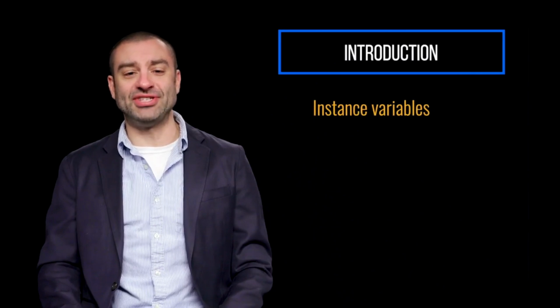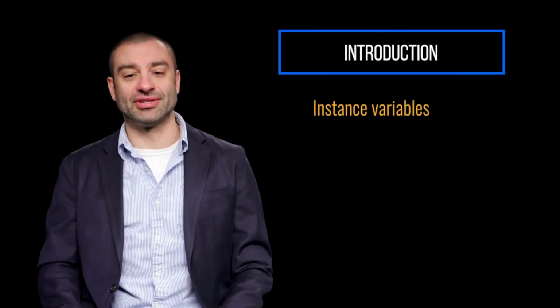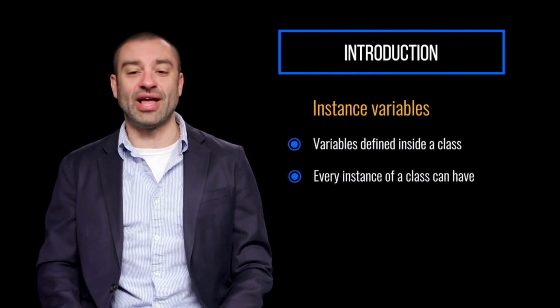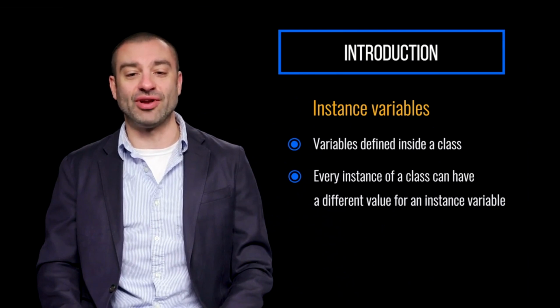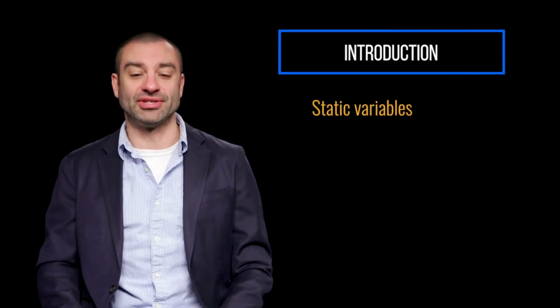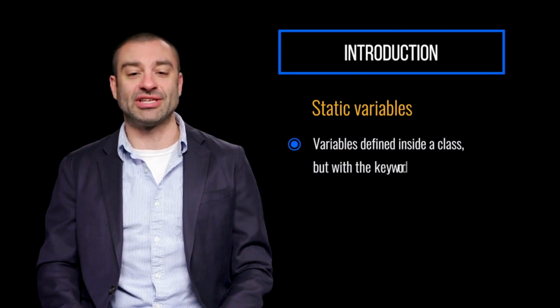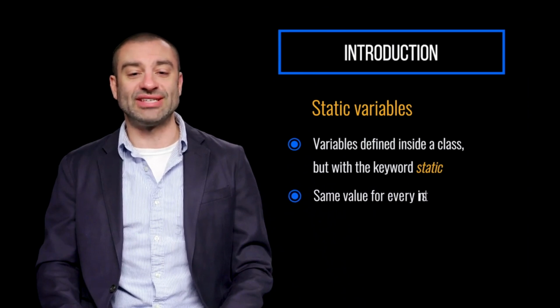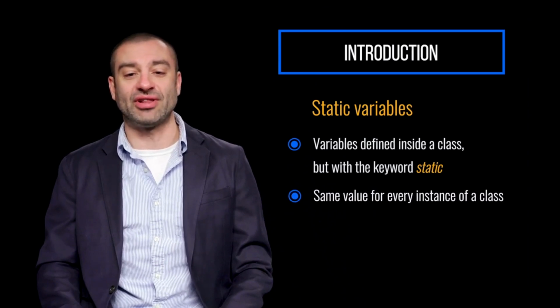So far, we've been defining variables as instance variables in our Java classes. Instance variables are just variables defined inside of a class, and every instance of a class can have a different value for an instance variable. In this module, we'll look at defining static variables in our Java classes. Static variables are also defined as variables inside of a class, but with the keyword static. Static variables have the same value for every instance of a class.